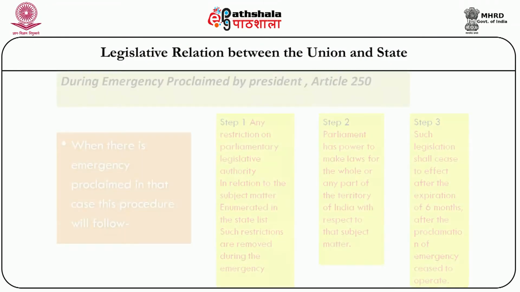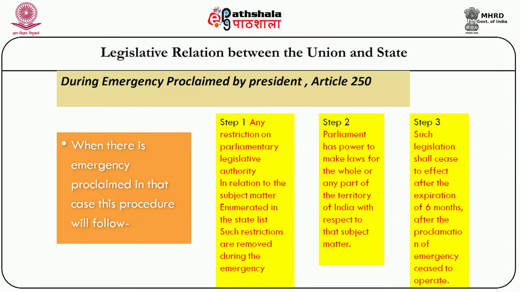The second situation is during an emergency proclaimed by the President, given under Article 250. Here again the procedure is stepwise. I will explain it to you. Any restriction on parliamentary legislative authority in relation to the subject matter enumerated in the state list is removed during the emergency. In the second step, Parliament has power to make laws for the whole or any part of the territory of India with respect to that subject matter.